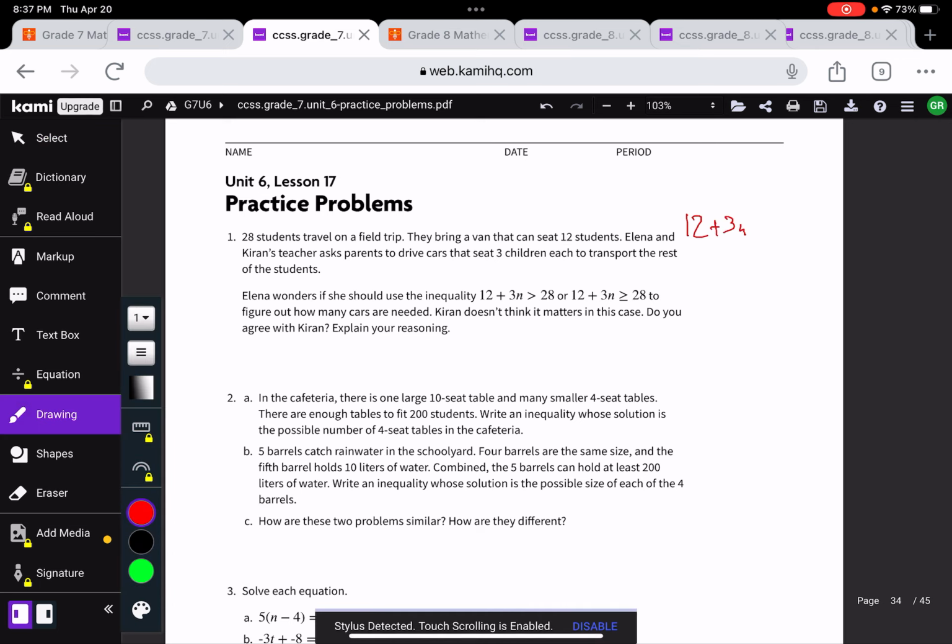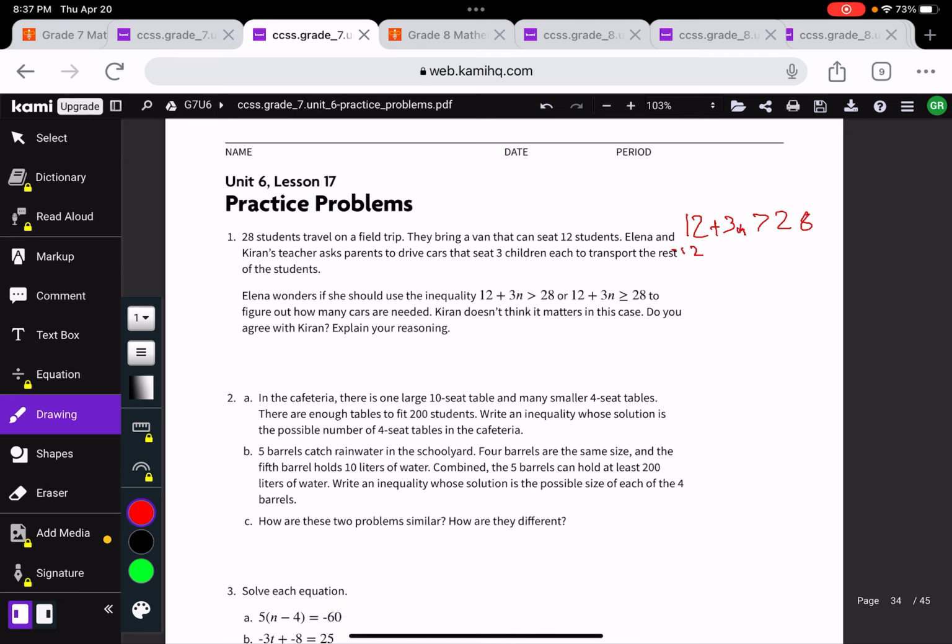12 plus 3n is greater than 28. First step is subtract 12 from each side. 28 minus 12 is 16. You don't necessarily have to write this if you didn't want to, but it doesn't hurt to practice and get in the habit. Then divide each side by 3.